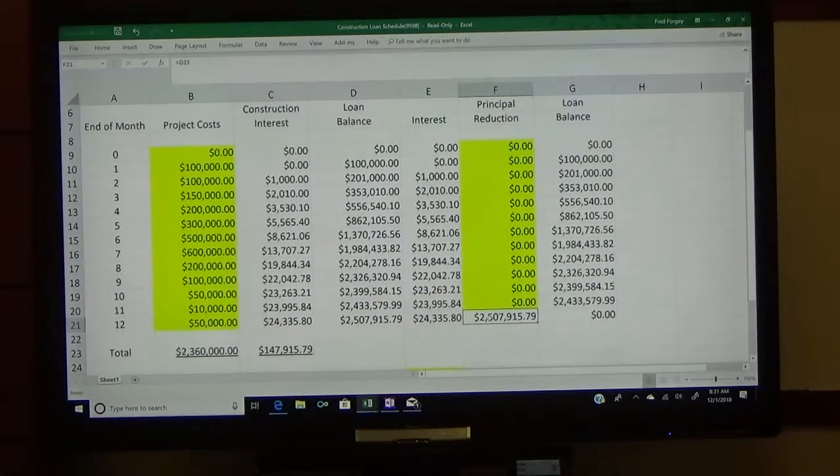If you don't have it before that, will they give you an interest rate a year in advance? Well, is this going to be your interest rate?